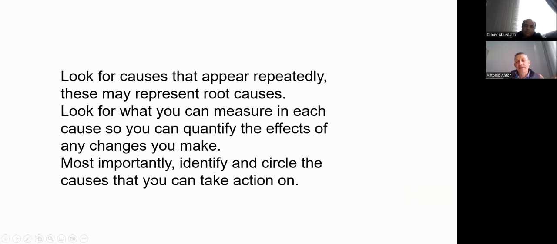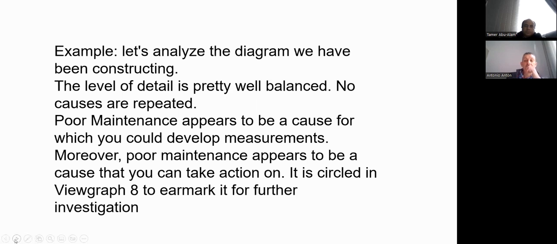Remember the first example that I put, in terms of the effects in terms of calibrations, which appears in different parts. So focus on whether the cause repeats in every part. And look for whether you can measure each cause and quantify it. So that's very, very important. Example, in this example, the level of the trace is pretty well.